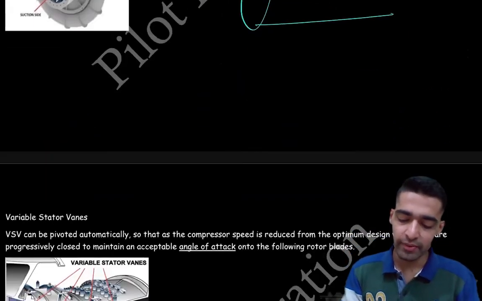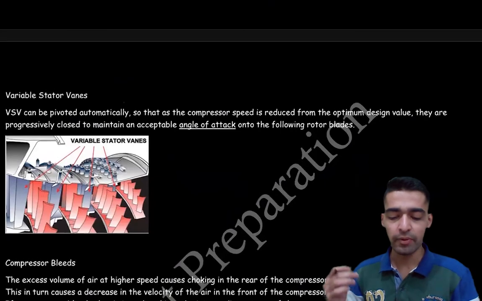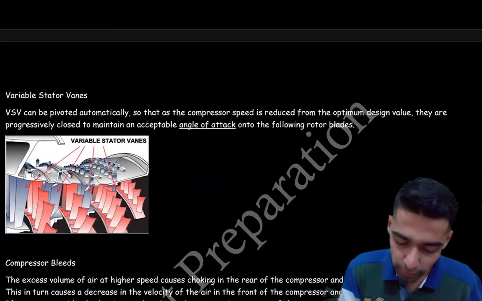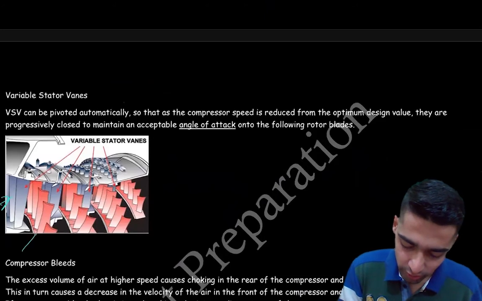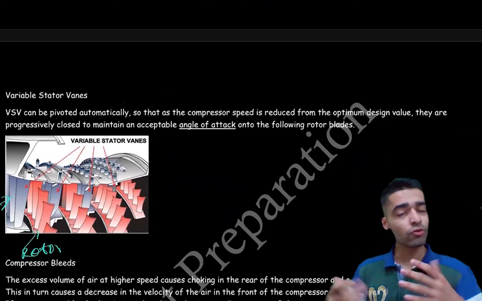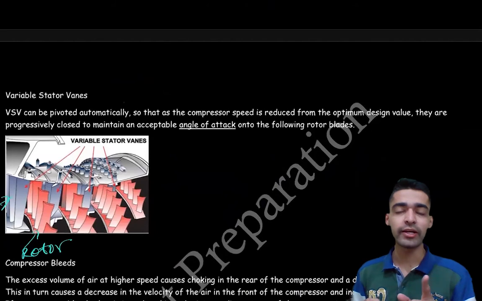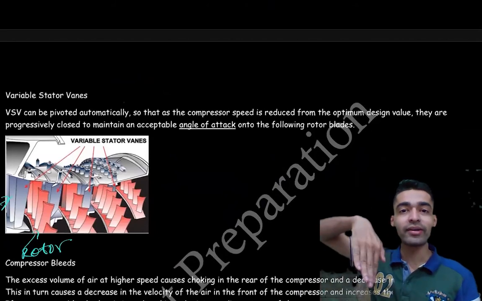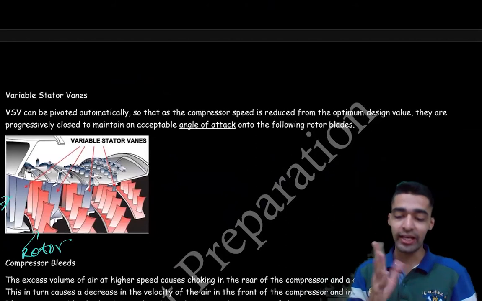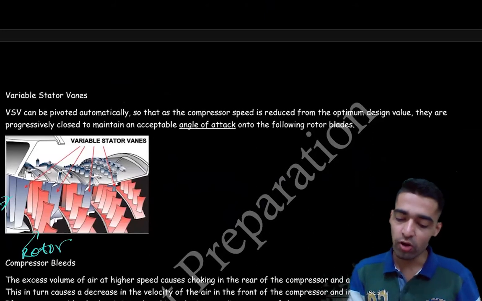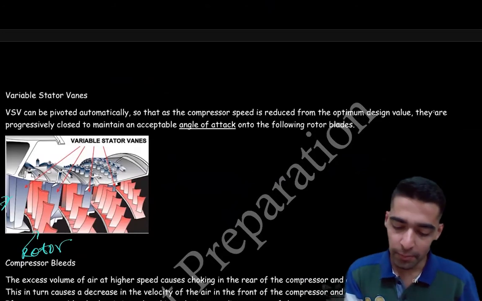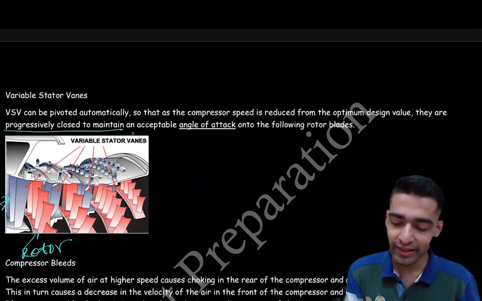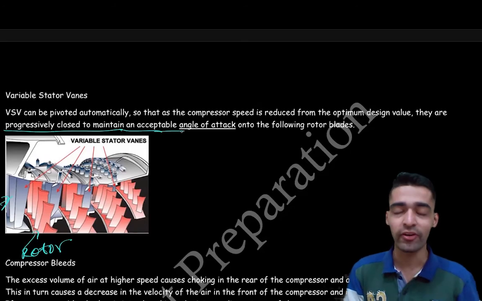Now, next comes variable stator vanes. Variable stator vanes can be pivoted automatically. So blue ones are stators and red ones are rotors. Rotors rotate. Stators do not rotate, but they can rotate on their axis. You know, they are variable stator vanes. They are pivoted automatically so that the compressor speed is reduced from the optimum design value. So they are progressively closed to maintain an acceptable angle of attack.